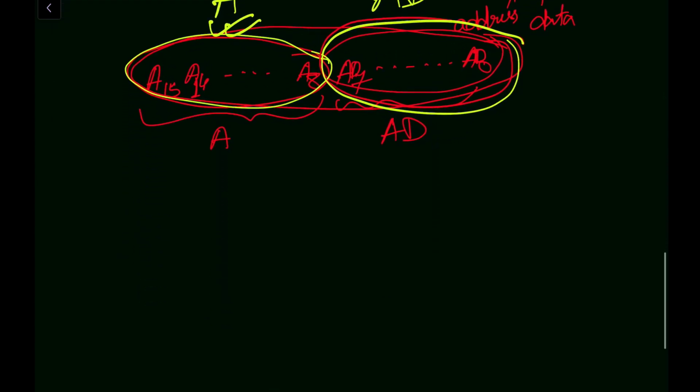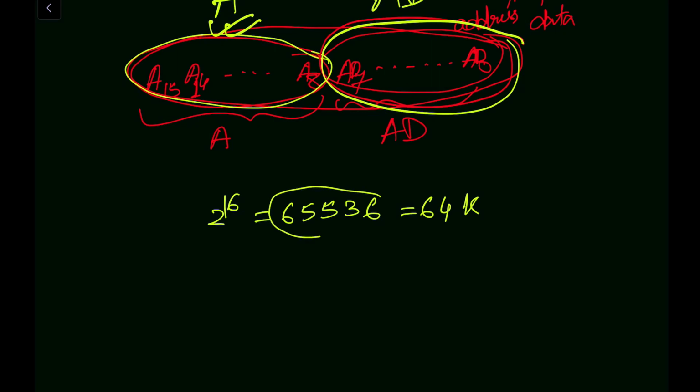Therefore, it can handle up to 2 to the power 16 memory locations. 2 to the power 16 means 65,536, or we can say that this is 64K. So this much of memory locations, 65,536, it can address at one time.